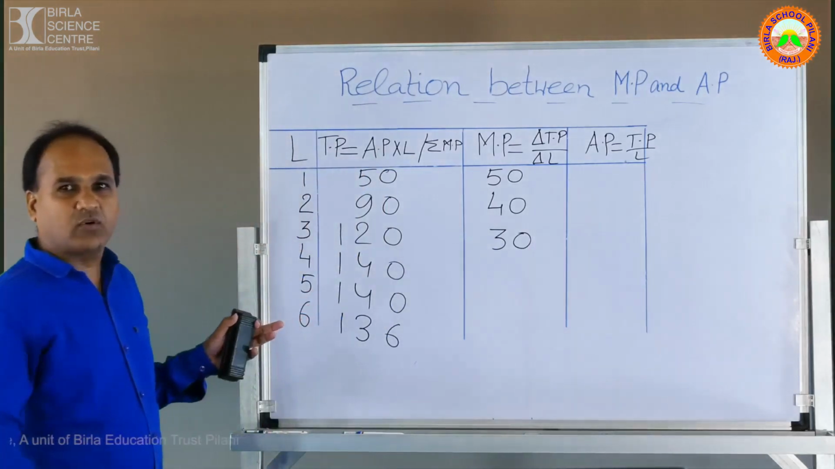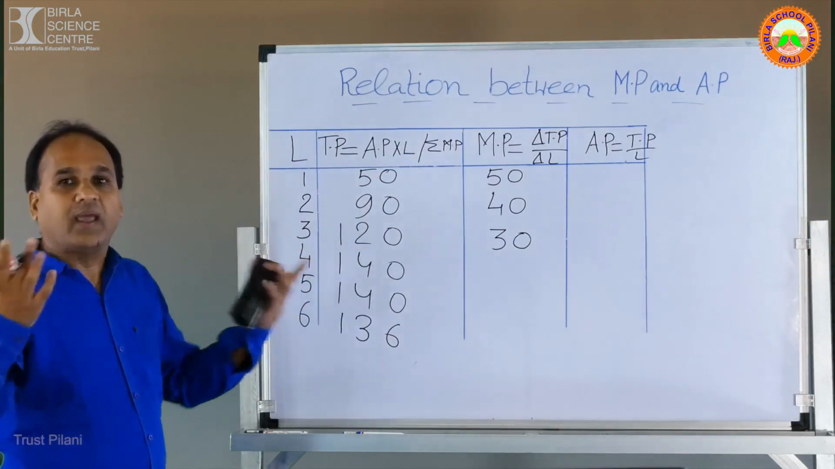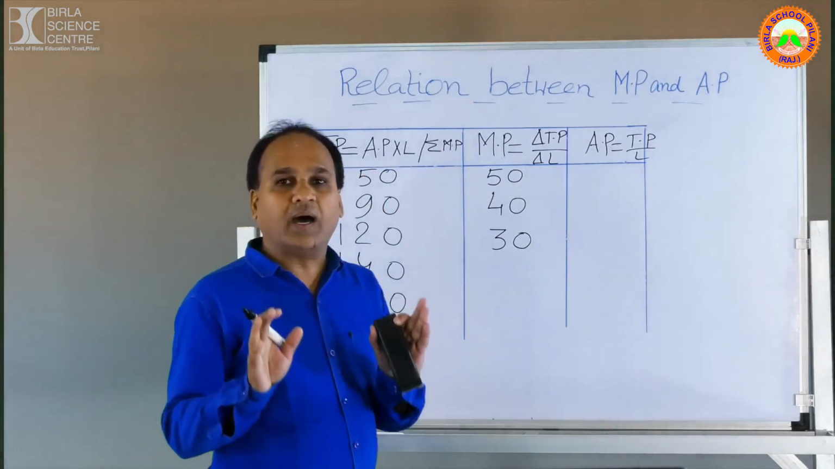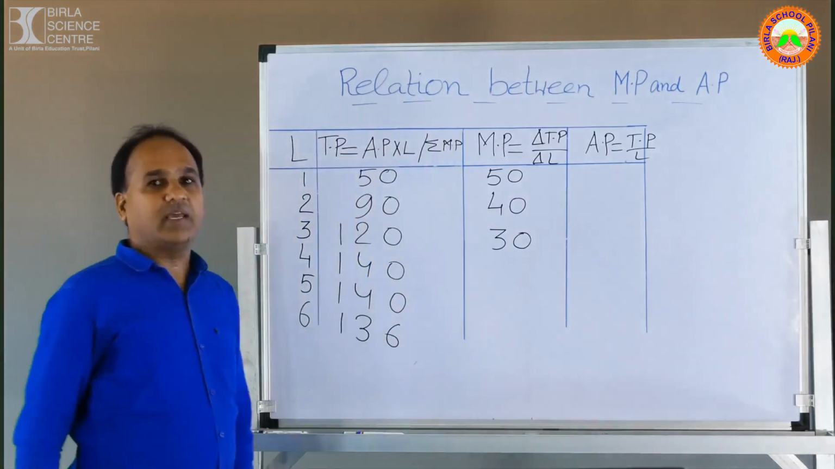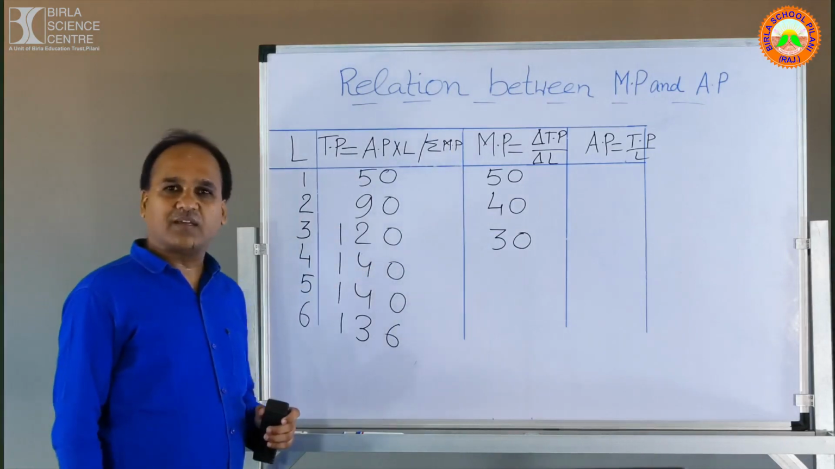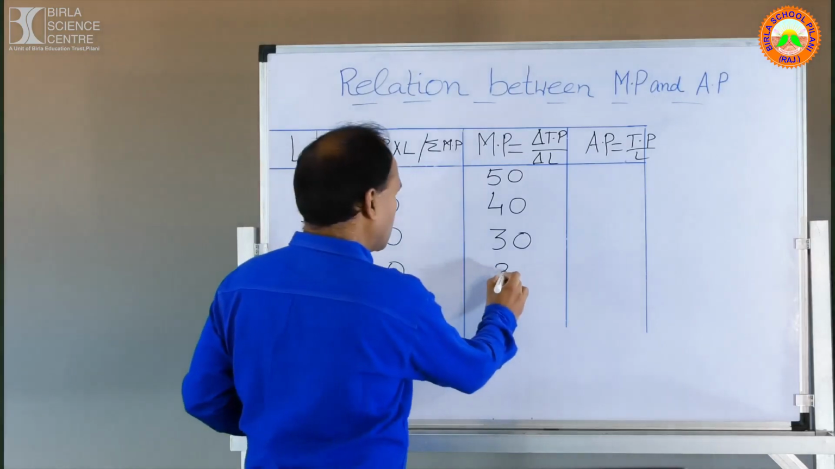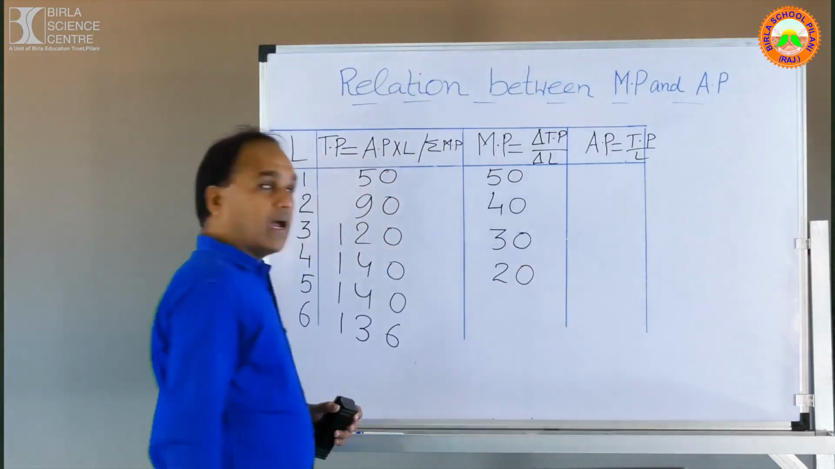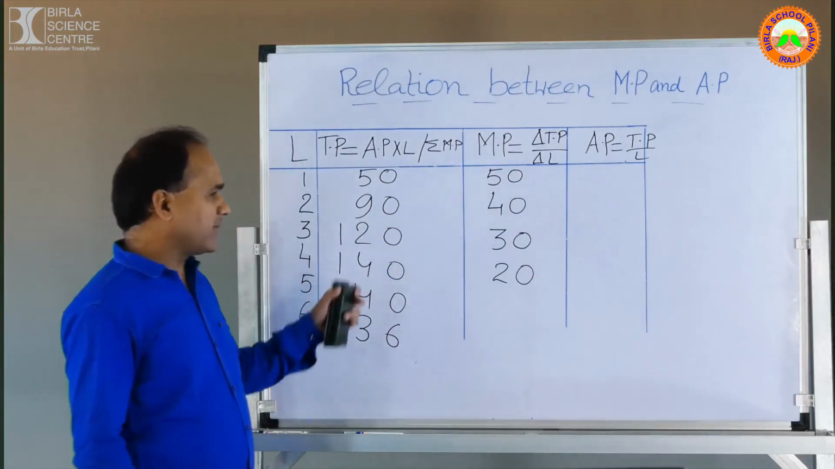Again the same concept. Fourth day, you are adding how many? 4 labor. Earlier how much was it? 3. 4 minus 3, 1. Again you are adding one more unit of labor. If you are adding one more unit of labor, what is the change in the TP? 140 minus 120. How much? 20. Again 5 minus 4, 1. One more labor. Again we are adding. 140 minus 140.